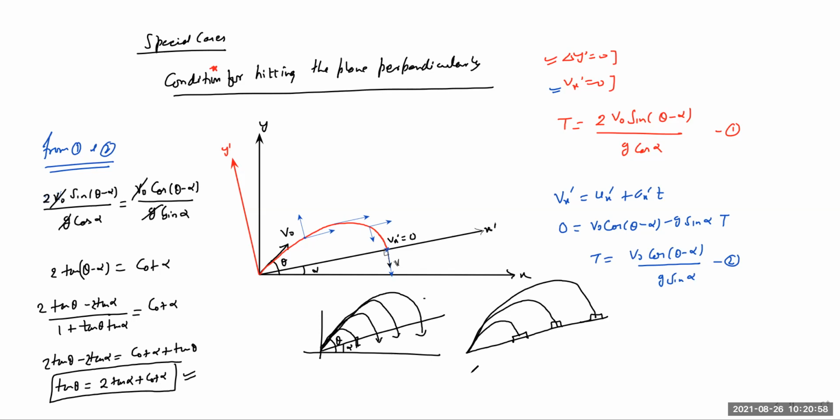So this is one special case, and this is the one special derivation, and we can do something more like this. Now, this question is pretty easy, and common sense will solve this question. I want to hit the plane horizontally. What should I do? How should I throw?